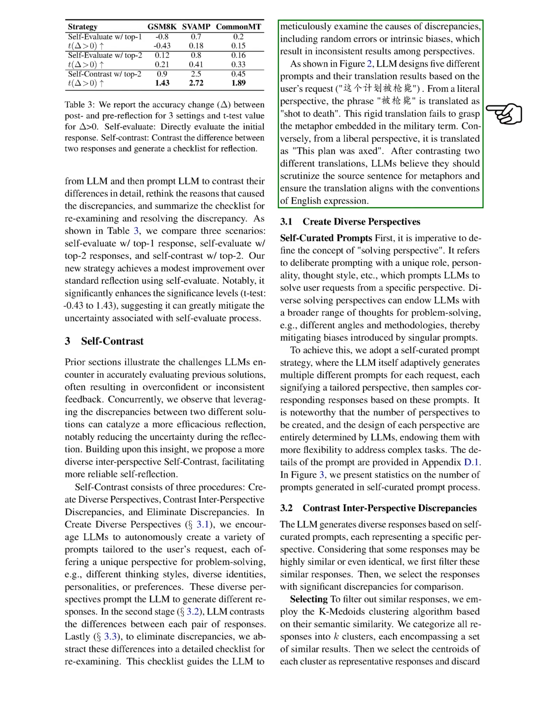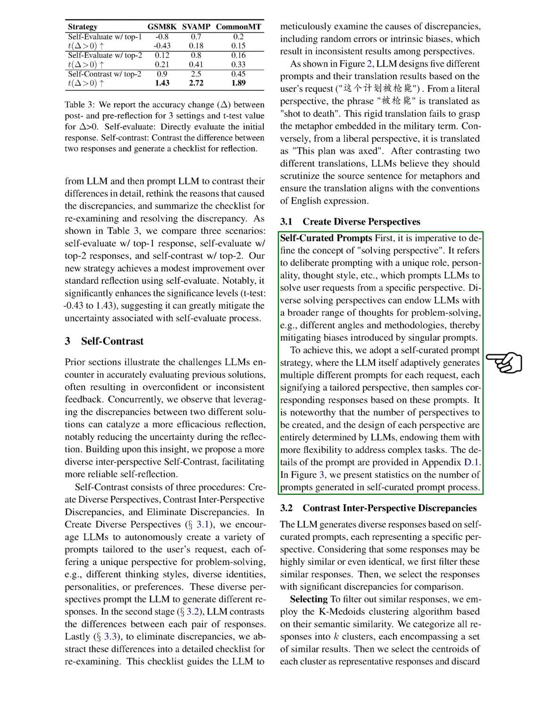This checklist guides the LLM to meticulously examine the causes of discrepancies, including random errors or intrinsic biases, which result in inconsistent results among perspectives. We also introduced the concept of solving perspective, which refers to deliberate prompting with a unique role, personality, thought style, etc., which prompts LLMs to solve user requests from a specific perspective.